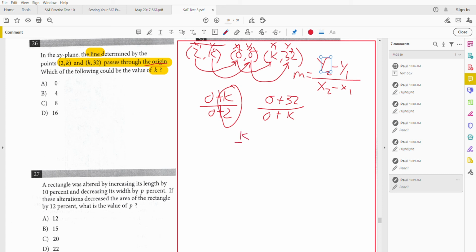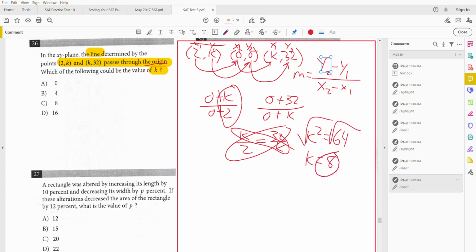So since the slopes have to be the same in any given line, we could set these slopes equal to each other. And then what we get is, cross multiply, k squared equals 64. And then take the square root of both sides. Boom, boom, k equals 8. 8 is your answer. And that's just the way you want to do that question.